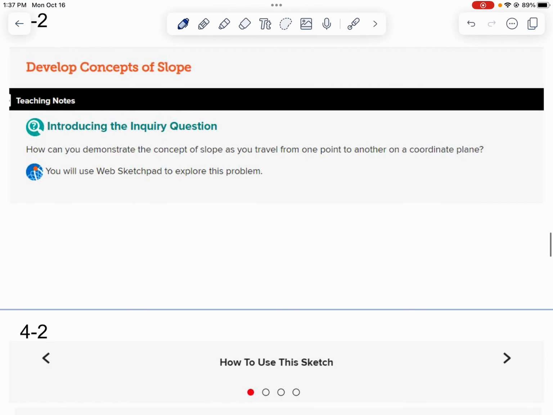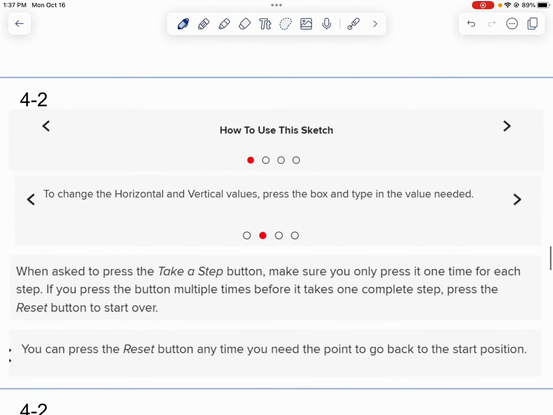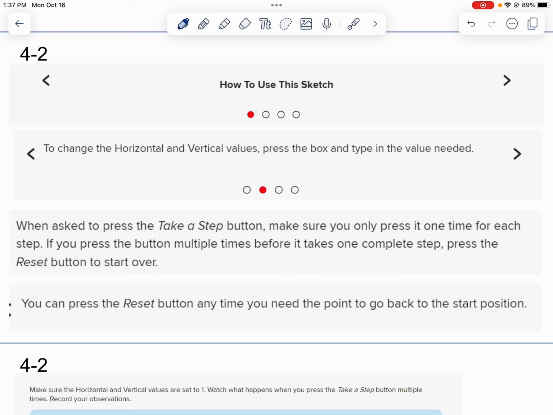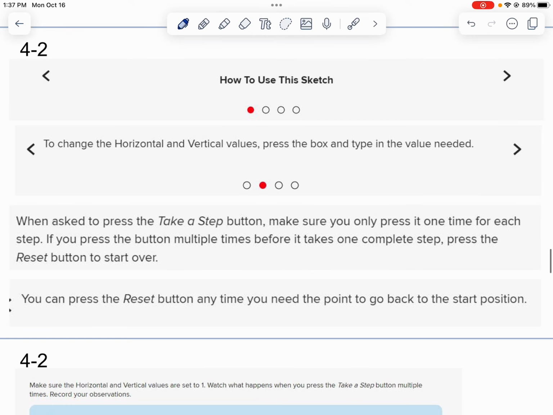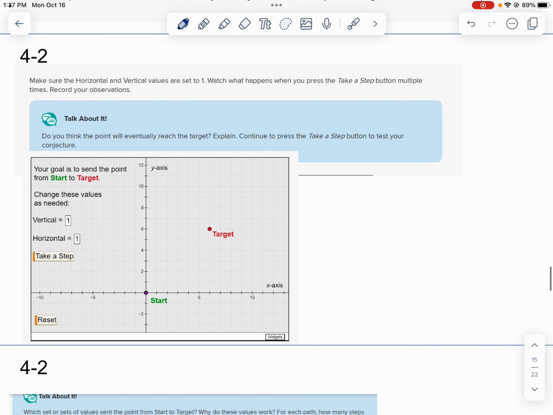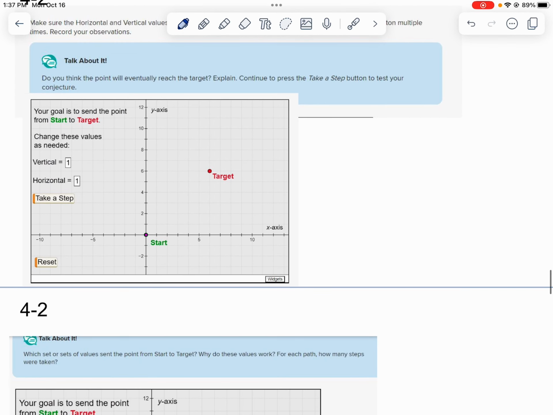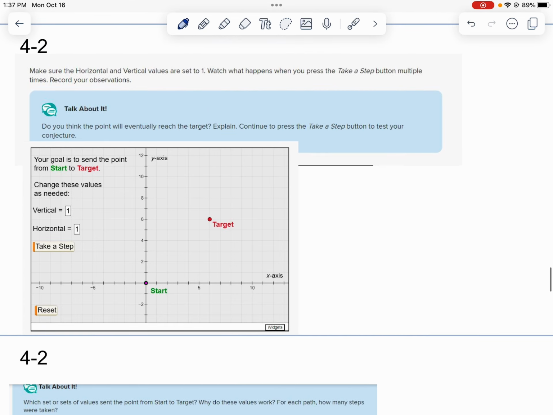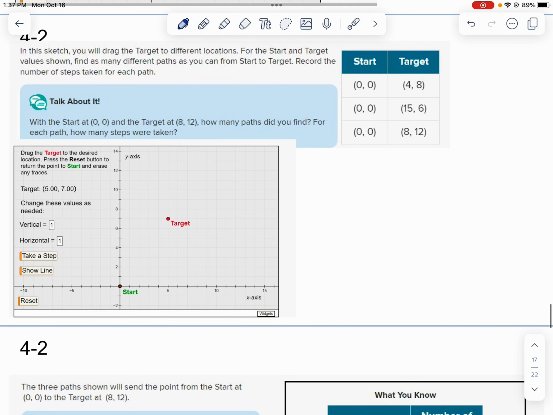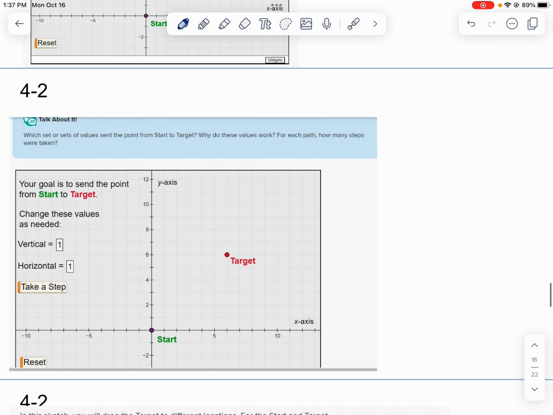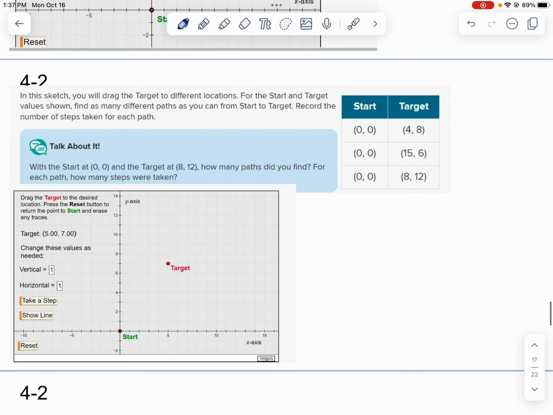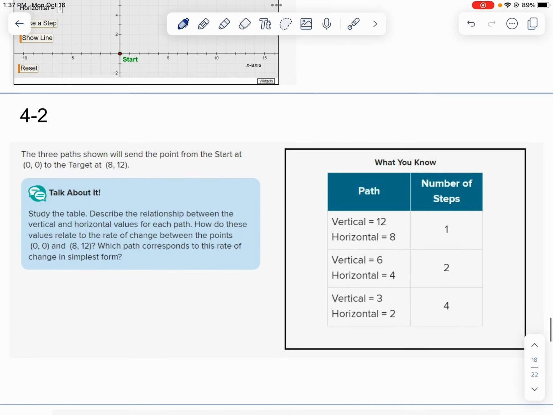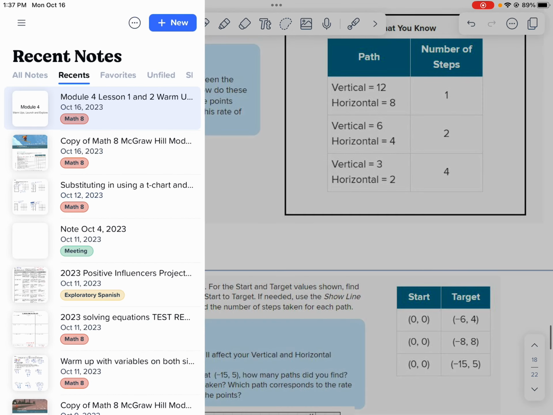Okay, so let's look at this. How can we demonstrate the concept of slope as you travel from one point to another on a coordinate plane? So, to change the horizontal and vertical values, press the box that you needed. Okay, so that's just teaching you how to use this. It says, make sure the horizontal and vertical values are set to 1. Oh, you have to watch that. I didn't realize that. Okay, so I am going to let you do that in there. And I'm just going to go to this.